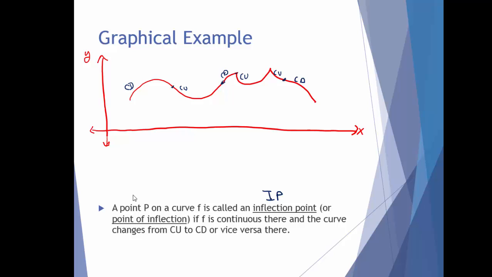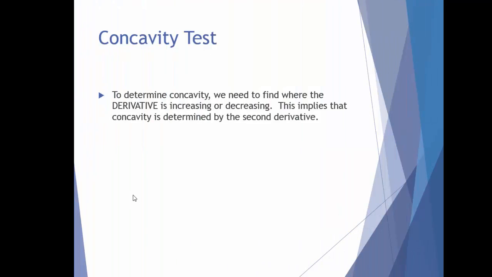So what we'd like is the ability to determine when a graph will be concave up and when it will be concave down, just like we now have the ability to tell when it's increasing and when it's decreasing. To that end, we have the concavity test. So to determine concavity, we really need to find where the derivative is increasing or decreasing. And here's what I mean by that.